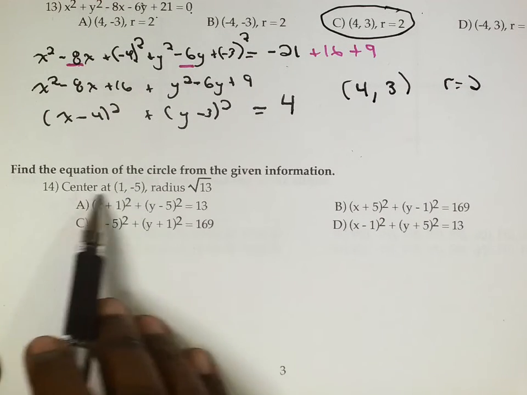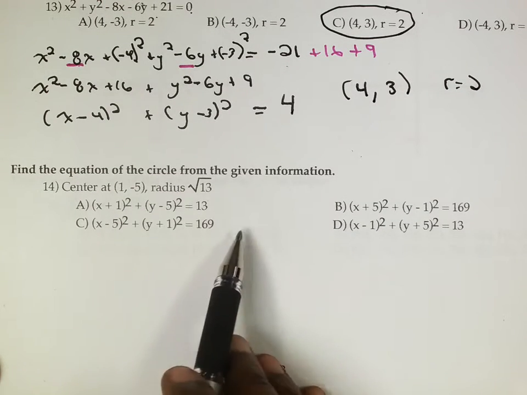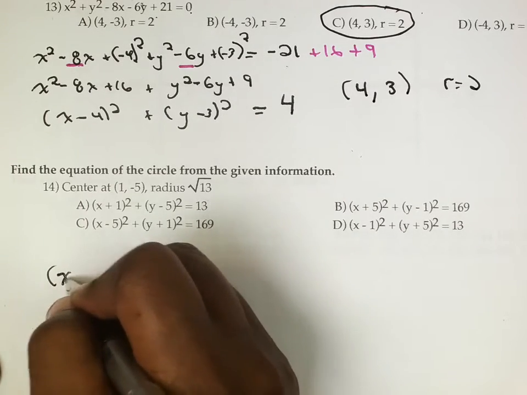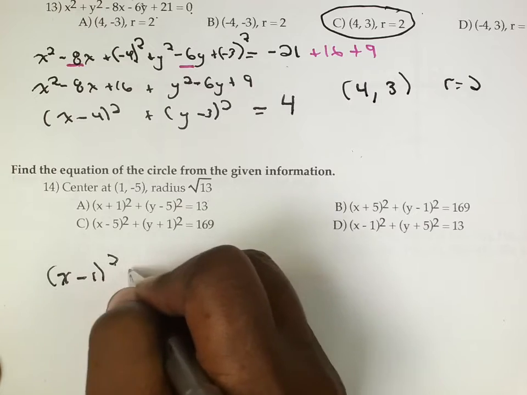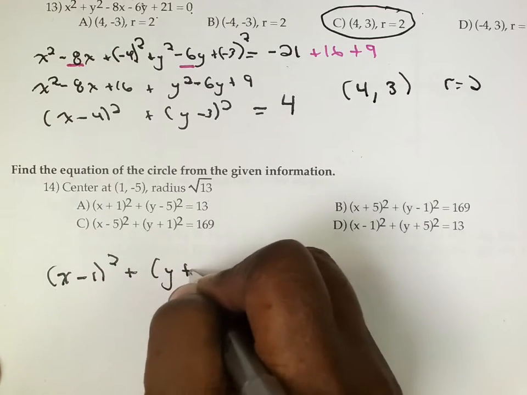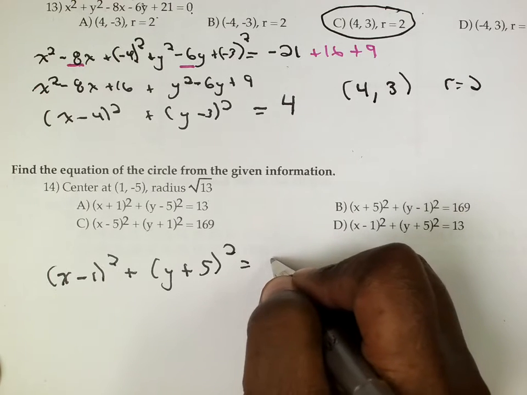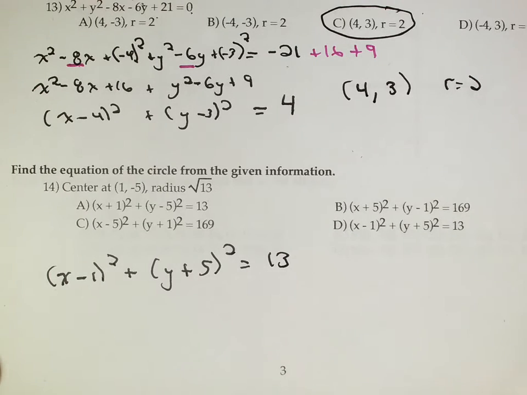They're telling us the center and radius, and we have to write the equation. So again, it's always the opposite sign, so it's going to be x minus 1 squared plus y plus 5 squared equals square root of 13 squared, which is just 13.